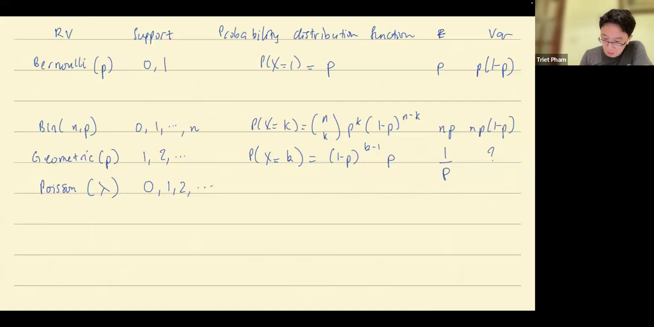The probability distribution function will be e to the minus lambda, lambda to the k over k factorial. Expectation is lambda. What's the variance of a Poisson random variable?